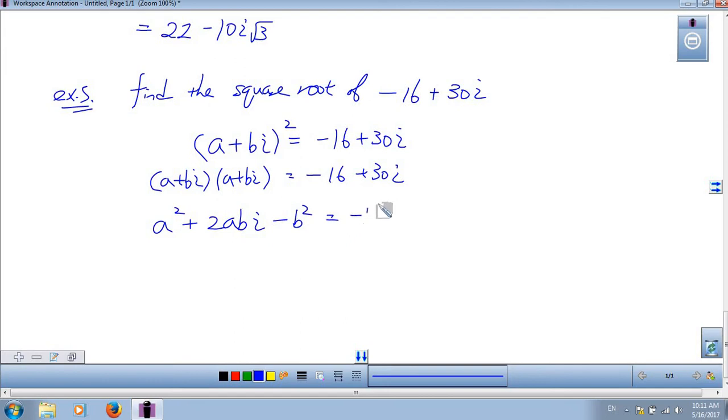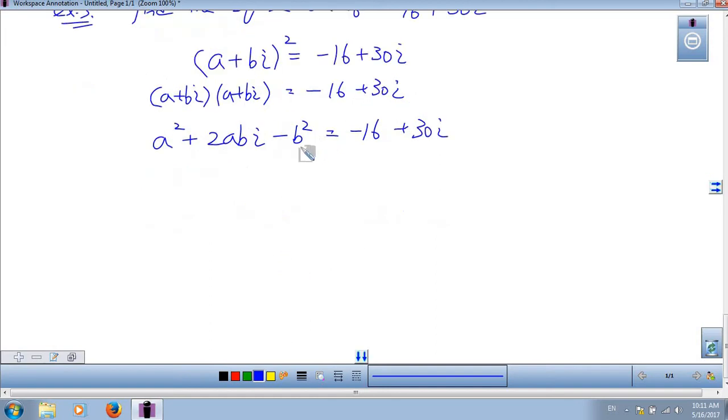Now why is it minus b squared? The reason is that b times bi times bi is b squared i squared. B squared is positive, since b times b is b squared. However, i squared turns into negative 1, so it becomes minus b squared.